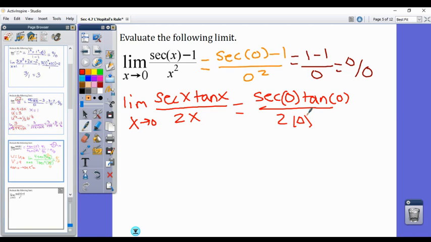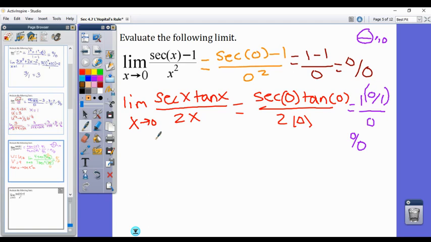Okay, so we know that secant of 0 is going to be 1. Tangent of 0, remember, tangent is sine over cosine. And if we have our unit circle, this point, remember, is (1, 0), and sine over cosine would be 0 over 1. So 0 divided by 1 is going to give me 0 for my tangent, and that's going to be divided by 0. So I'm ending up with 0 over 0 again. So guess what? We're going to do L'Hopital's rule again. What? Yeah.